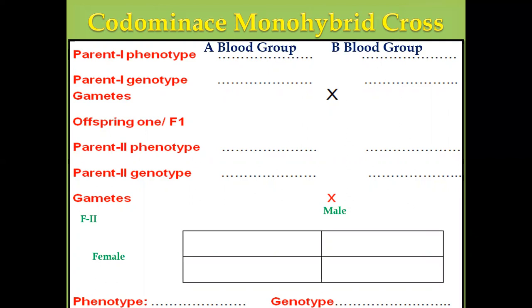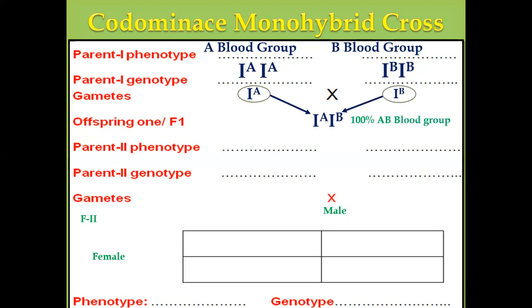For example, take parents of homozygous varieties, the A blood group and the B blood group. Parent one, with the A blood group, is homozygous A, while parent two is of the homozygous B variety. So they will each produce a single type of gamete: gamete A, and homozygous B will produce gamete B, which will fertilize together and produce a heterozygous variety. So this heterozygous will produce 100% AB blood group.